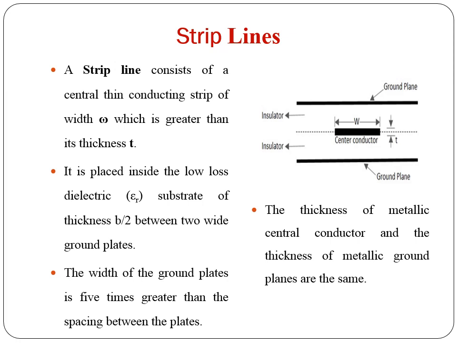The insulating material of the substrate forms a dielectric. A strip line consists of a central thin conducting strip of width W which is greater than its thickness T. It is placed inside the low loss dielectric substrate of thickness d by 2 between two wide ground plates. The width of the ground plates is 5 times greater than the spacing between the plates. The thickness of the metallic central conductor and the thickness of the metallic ground planes are the same.